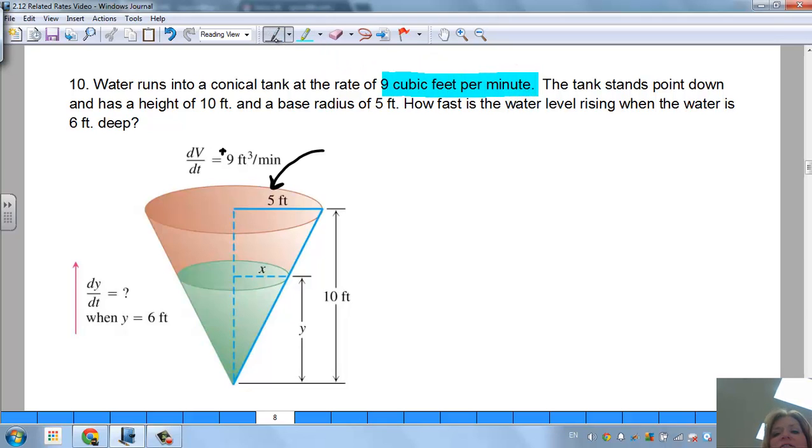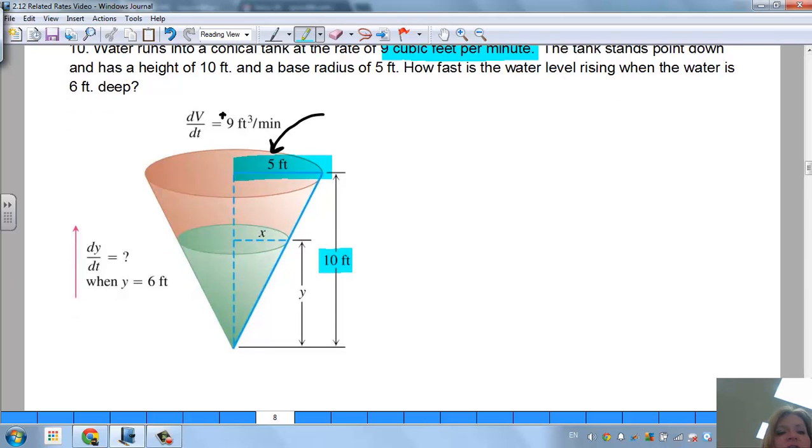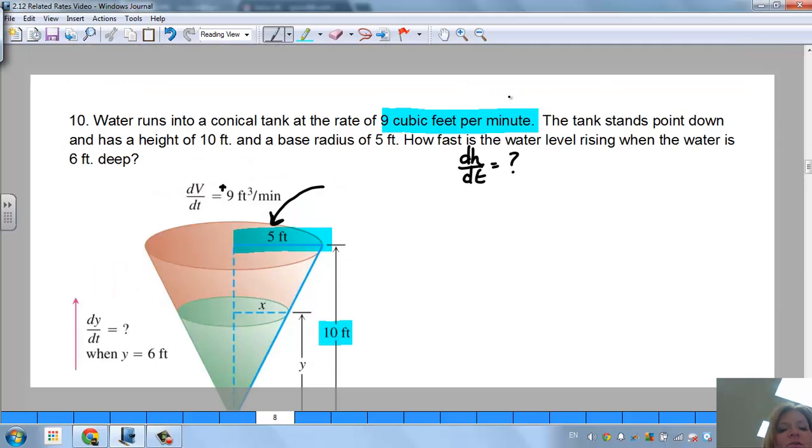And the tank stands point down and has a height of 10 feet, which we have right here. And the base radius is 5 feet, which is right there. How fast is the water level rising when the tank is 6 feet deep? So they're looking for, if you will, dH/dt. How fast is the water rising? So they call this x.